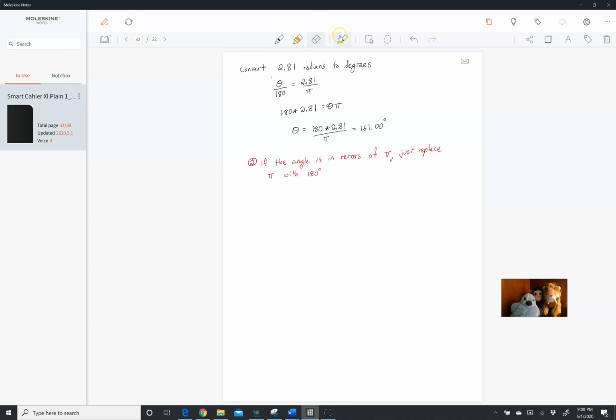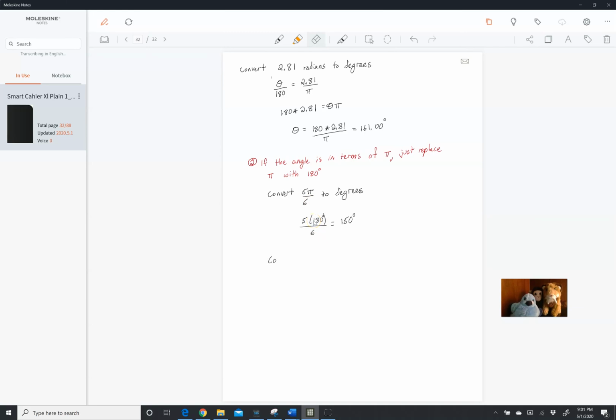Okay, so for example, let's say that we want to convert 5 pi over 6 to degrees. Well, we have a pi in here. So what we're going to do is take 5 and replace the pi with 180 degrees. And if we do 5 times 180 over 6, we get 150 degrees. Okay, so notice I put 180 degrees in there because I want it to be clear that when we replace pi with 180, we're changing the units.